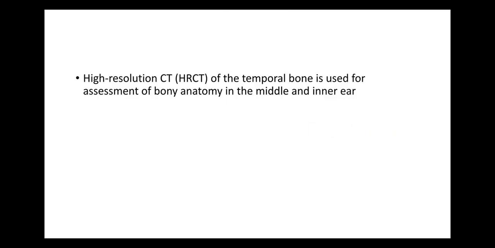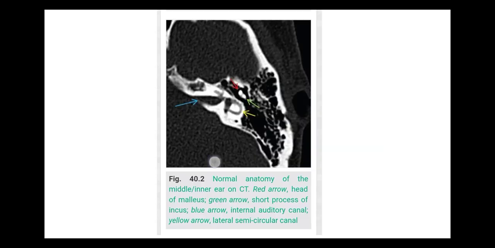High resolution CT, HRCT of the temporal bone, is used for assessment of bony anatomy in the middle ear and inner ear. This is a HRCT of the inner ear. The red arrow shows the head of malleus. The green arrow shows the short process of incus. This shows the auditory canal and the semicircular canal. All these minor structures we can very nicely appreciate.